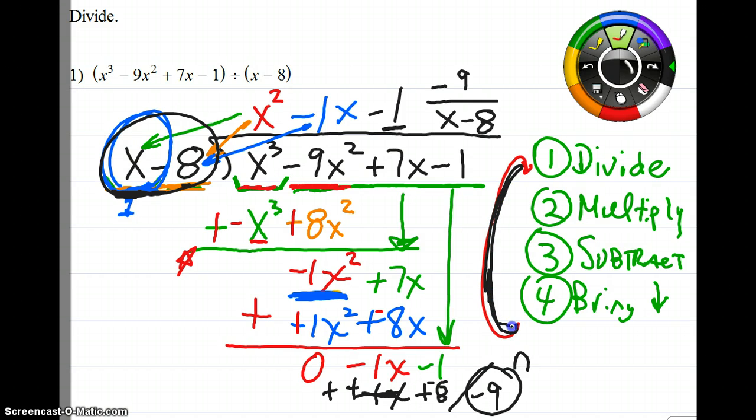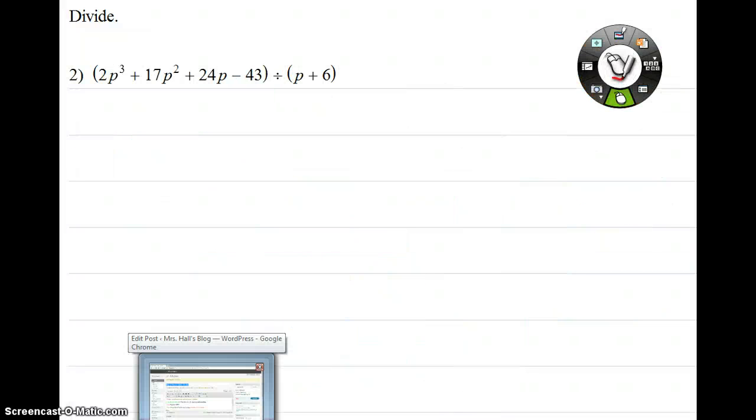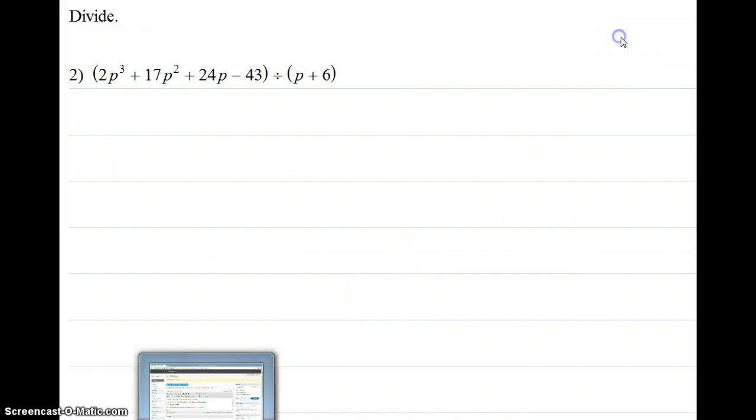Okay. I've tried to color code this so you can see kind of where all these numbers come from. It's going to take you a while before you get this, and practice makes perfect. Let's try number 2 together.